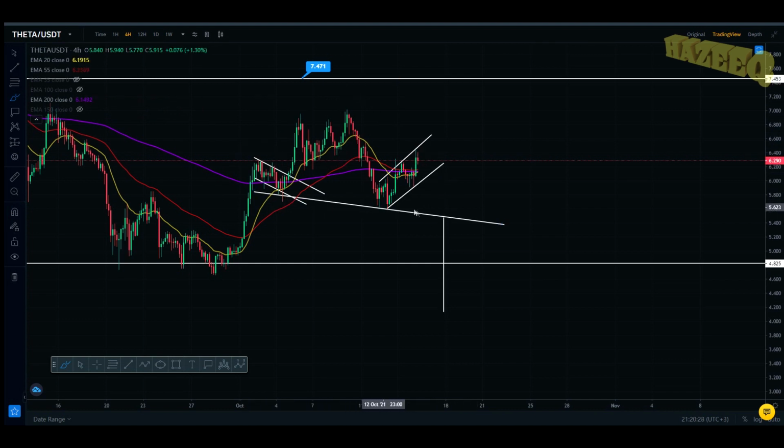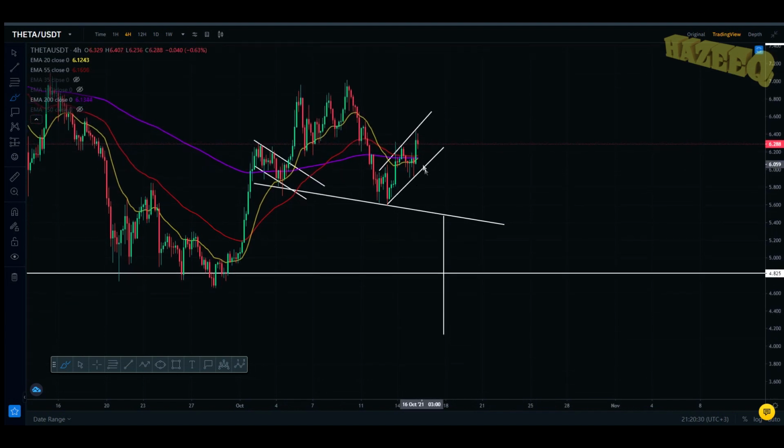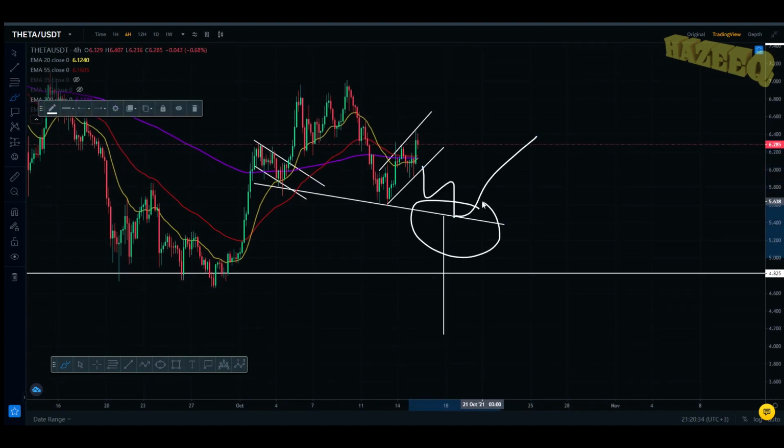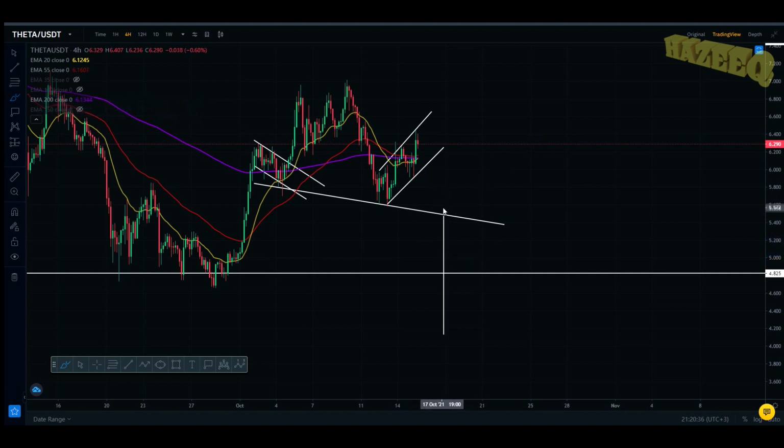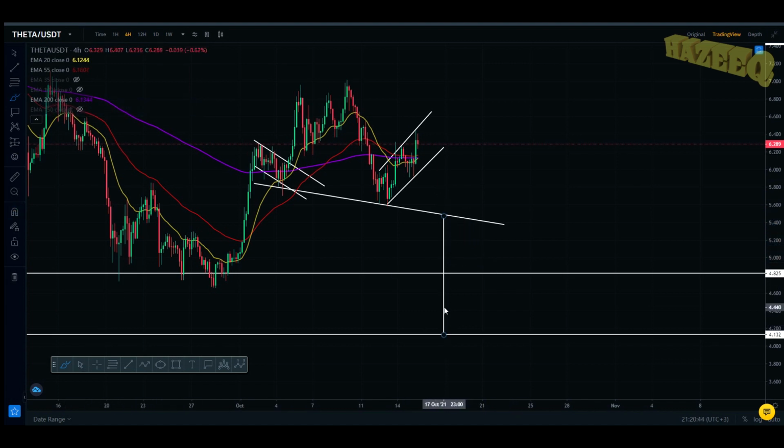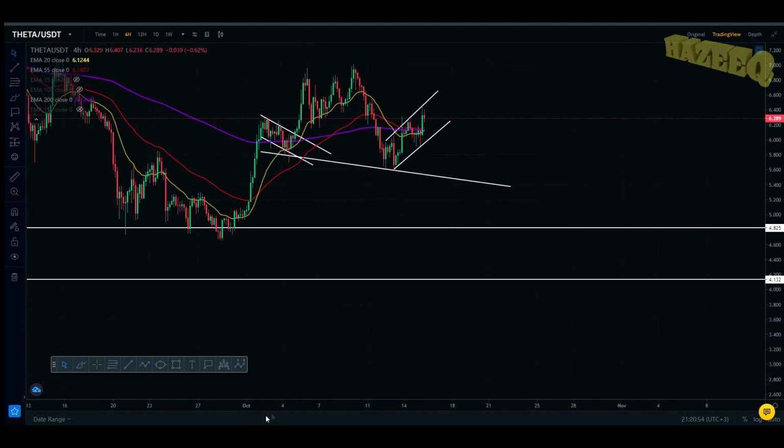And this neckline is your last hope pretty much, because if you bounce off of it and go up, great, that's a nice entry point for you on Theta. But if you start losing it and you open up a candle below the neckline, well, that gives you a whole new target down below over here at $4.13. Now, I know it sounds too bearish, okay? I know it sounds ridiculous, but it is still possible.